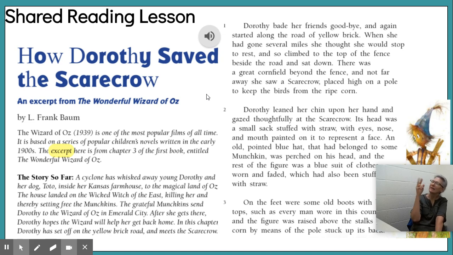Its head was a small sack stuffed with straw, with eyes, nose, and mouth painted on it to represent a face. An old pointed blue hat that had belonged to some Munchkin was perched on his head, and the rest of the figure was a blue suit of clothes, worn and faded, which had also been stuffed with straw. On the feet were some old boots with blue tops, such as every man wore in this country, and the figure was raised above the stalks of corn by means of the pole stuck up its back.